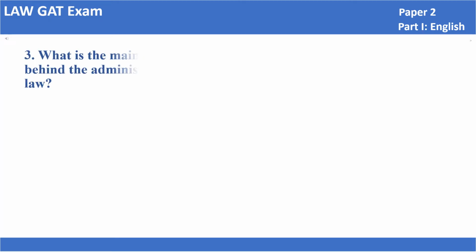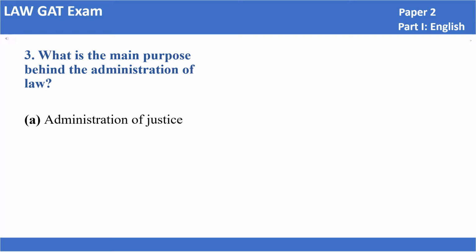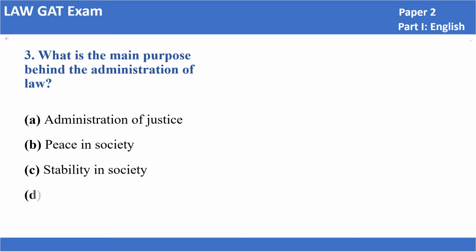What is the main purpose behind the administration of law? Is it option A, administration of justice, option B, peace in society, option C, stability in society, or option D, all three? The correct answer is option D, all three.